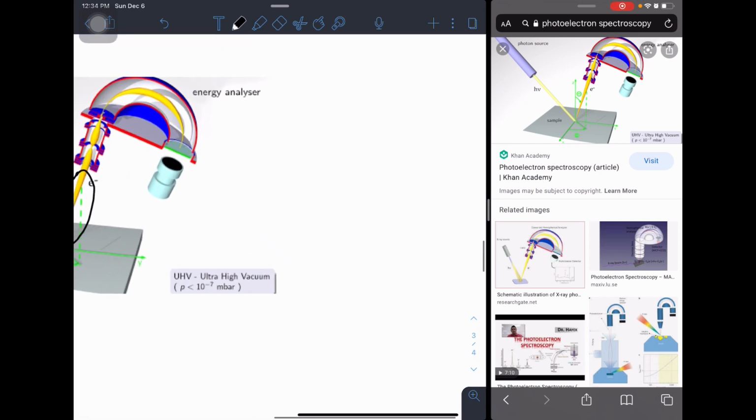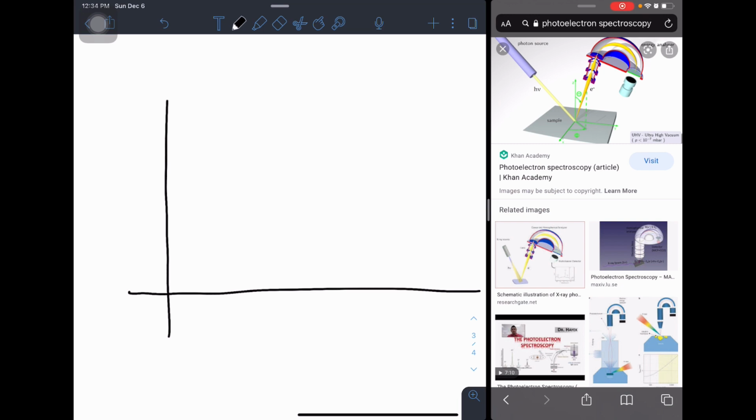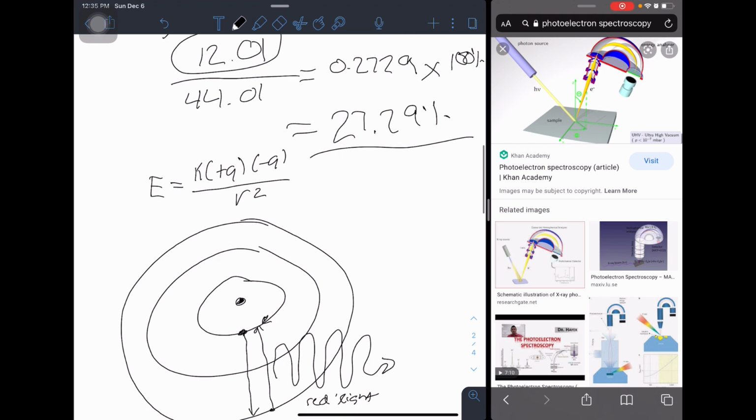Then you have photoelectron spectra. And we can use photoelectron spectra to name the electron configuration of the atom.